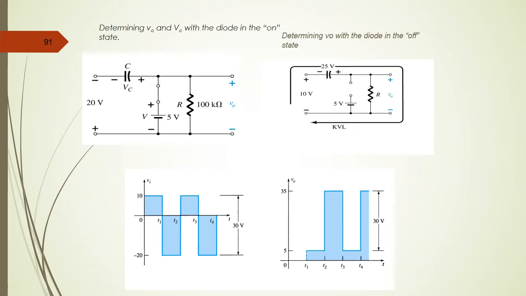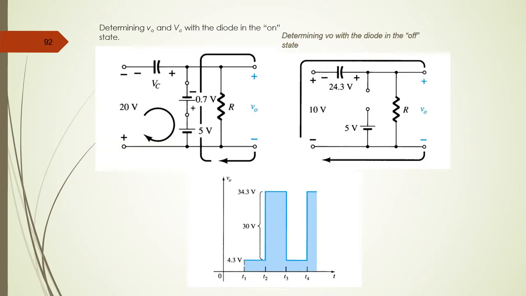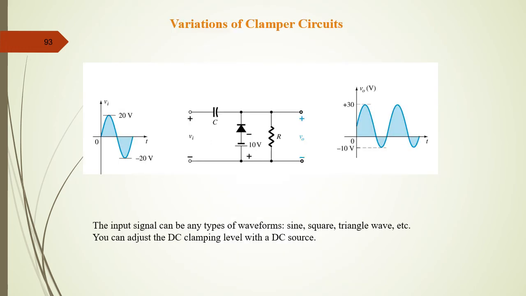Try to understand this and this. And then we go to these variations of clamper circuits. For example, we have a sinusoidal waveform, and then we have another branch here. We introduce a resistor in parallel to the branch with the combination of diode and battery, and this is applied. So the input signal can be any type of waveform, either sine wave, square wave, triangular wave, etc.